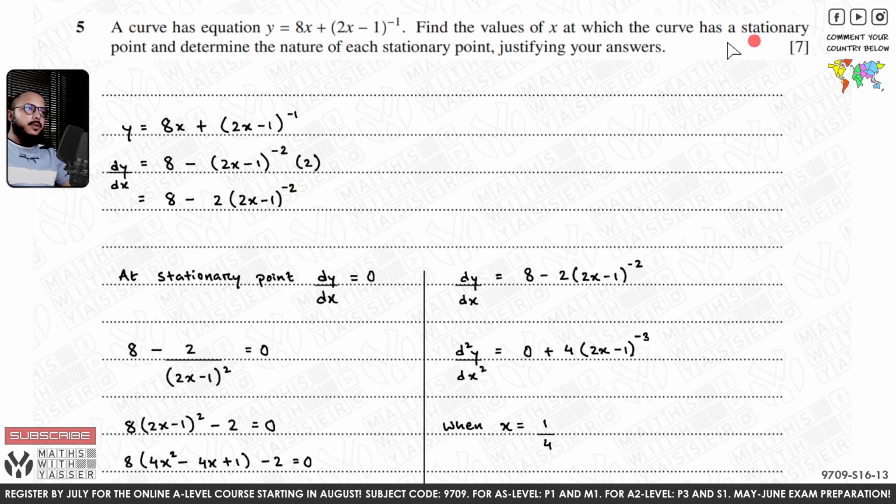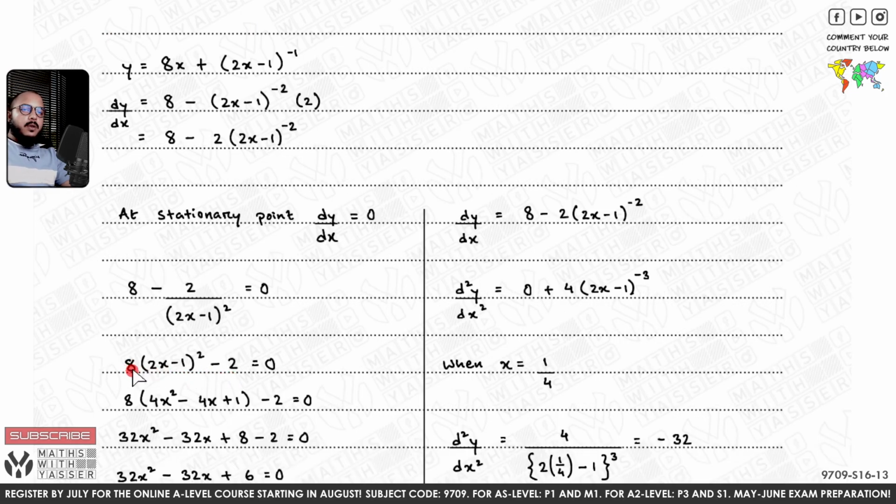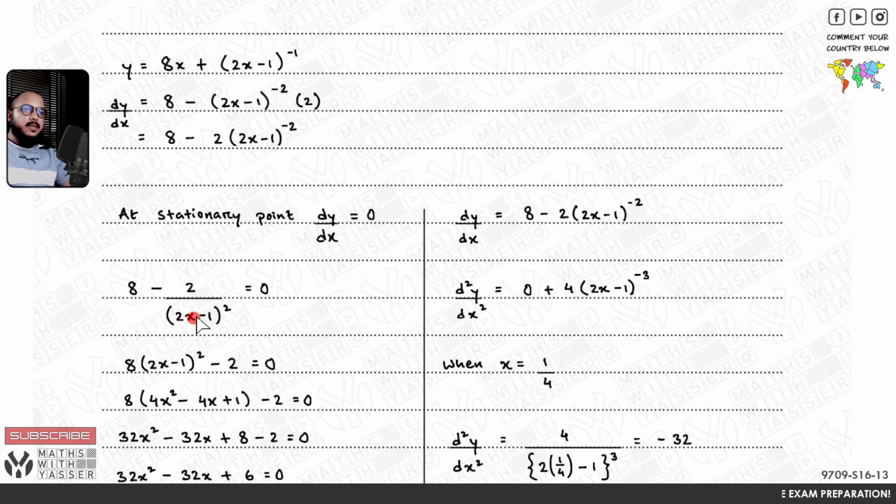And we know that at a stationary point, dy/dx = 0. That means 8 - 2/(2x - 1)^2 = 0. I have brought this one to the denominator and the power became positive. So now what I did here, I did LCM. So this becomes 8 times (2x - 1)^2 - 2. And after doing LCM, I multiplied this with 0, so this became 0.